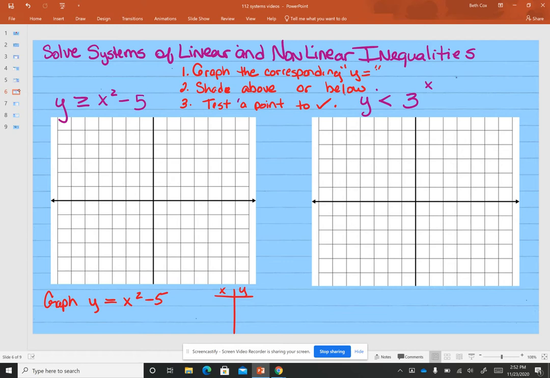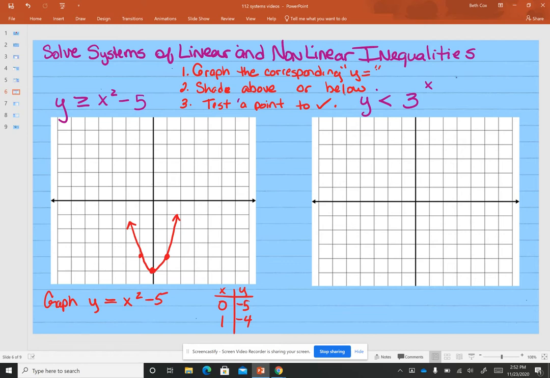So I'm going to plug in 0 for x, and I get negative 5 for y. And so 0, negative 5, that's 1 point. And then I'm going to plug in another point. That's all I need. If I plug in 1 for x, I get negative 4 for y. I just did that a little quick in my head. So I have a point there, which means my parabola is going to look like so. Okay, there we go. All right, so I graphed the corresponding y equals.